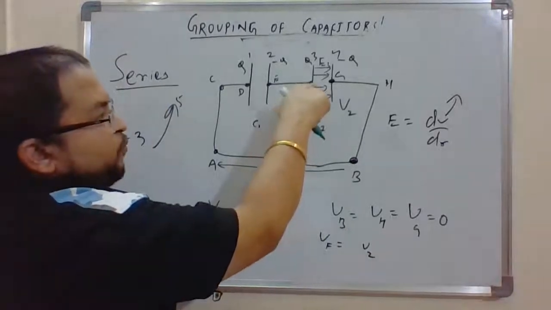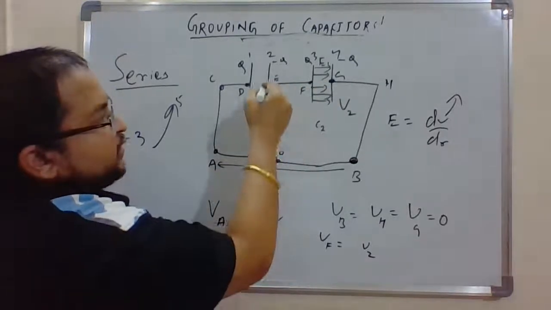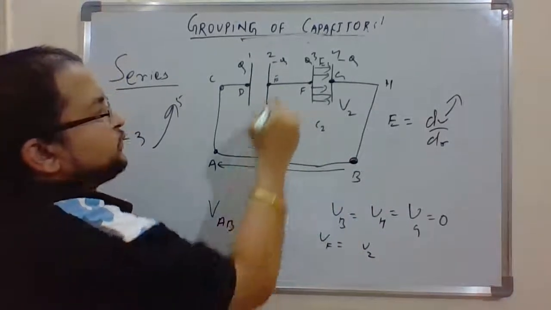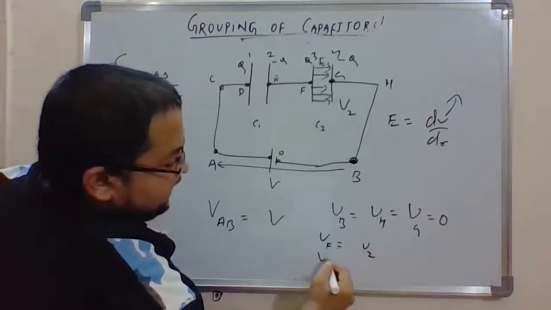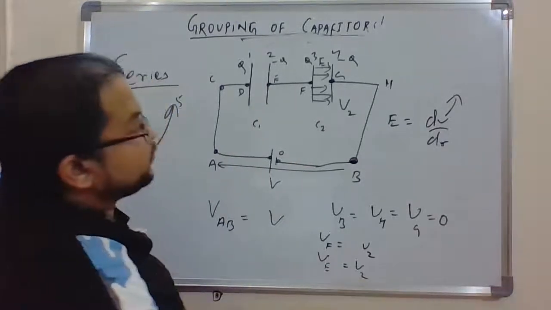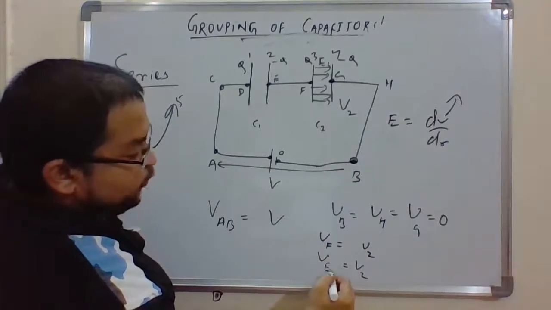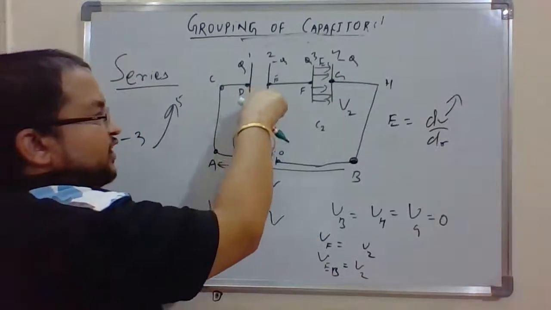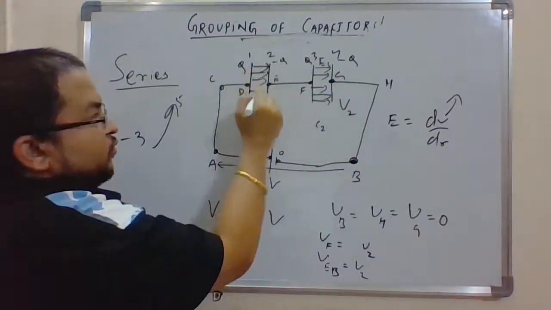Now between point F and E, we have a conductor. If there were any potential difference, then charge would have flowed, which means there is no potential difference between here and here. So the potential at point E, with respect to B, will also be V2. Now, when I am going from E to D, just like we understood here, there should be an electric field from here to here.